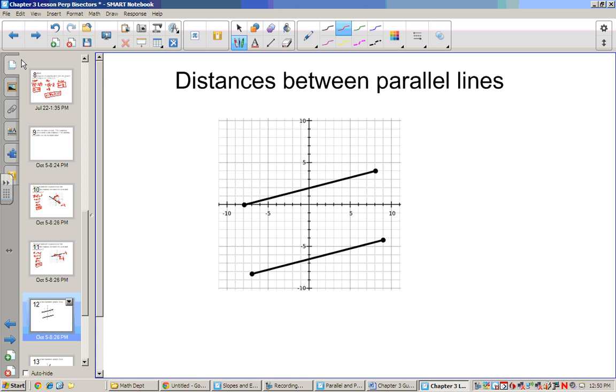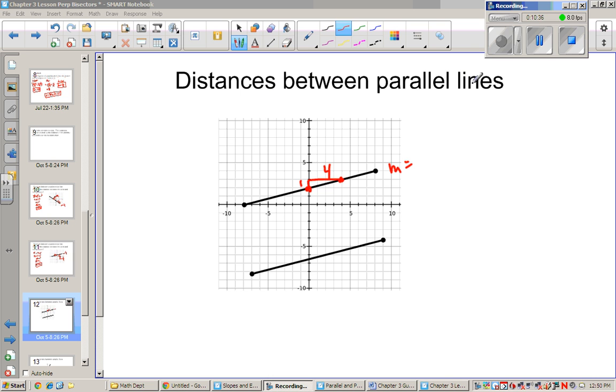Now we have distances between parallel lines. So we're going to do the same thing. We're going to find 2 points. That's one. And there's another. Looks like I went up 1 to the right 1, 2, 3, 4. So this has a slope of 1/4. Since this is a parallel line, it'll have the same slope.